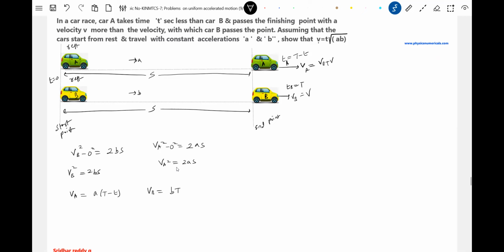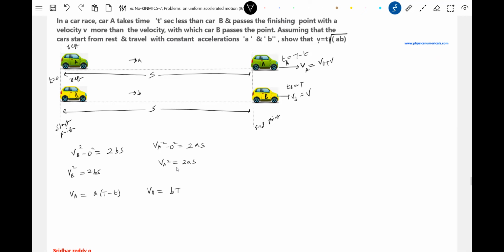I think this will be very challenging, to eliminate the unknown things. We have to eliminate all the unknown things, and we have to show that V square by T square equal to AB. Agreed? That's the equation that you have to show.